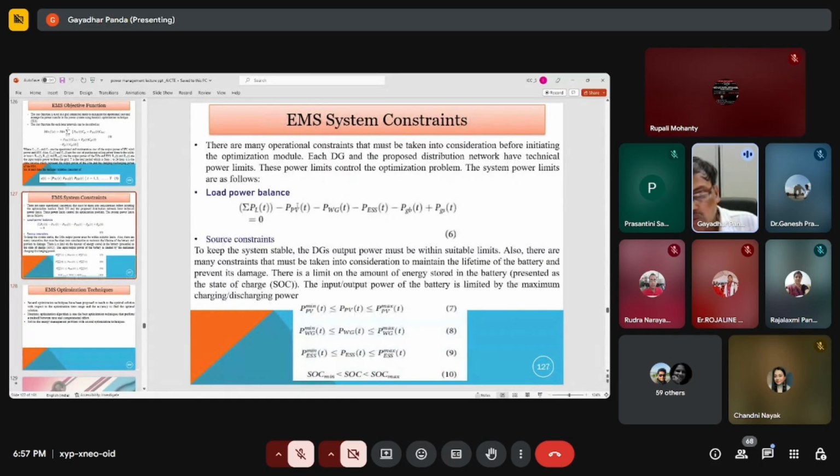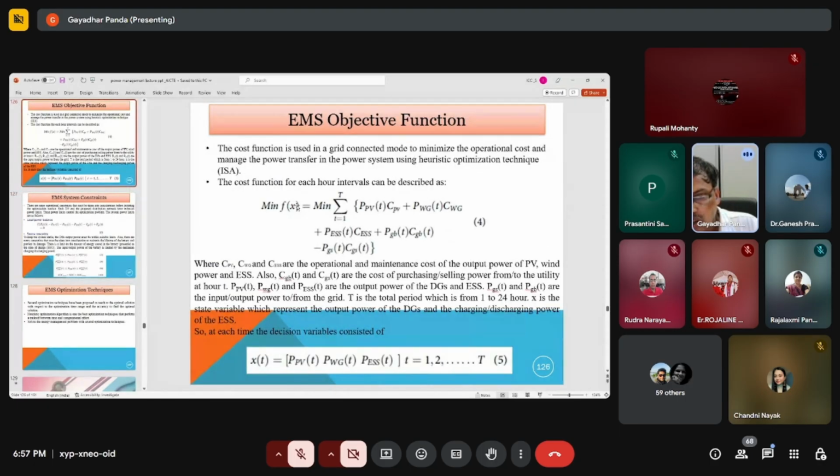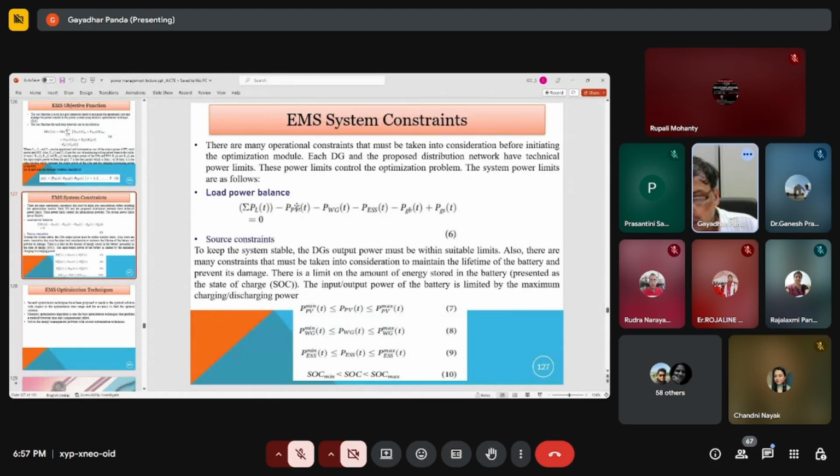Then once you know the constraint, this is a constraint optimization problem. You have to optimize or minimize the operational cost with the equality constraint and inequality constraints. And to solve this kind of problem, it is better to utilize the optimization technique, a heuristic optimization technique. There are many optimization techniques, combination of all the algorithms.